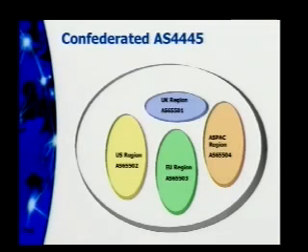We have 4 regions which are confederated under one AS 4445. And we have a UK region which is using a private AS, a US, a European and an Asian Pacific region. The regions are either directly connected or other regions are transit regions, like for the Asian Pacific region. There's the main route going through the US region, and there's a backup route through the UK region.